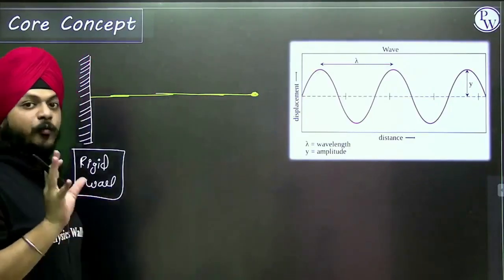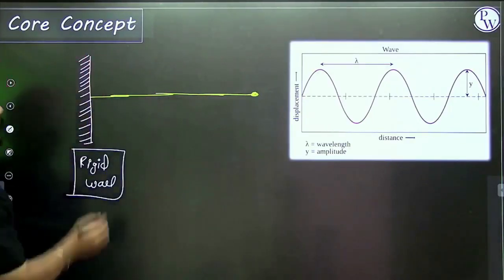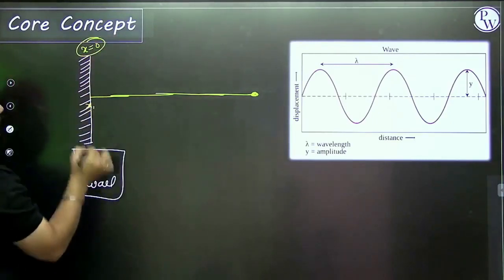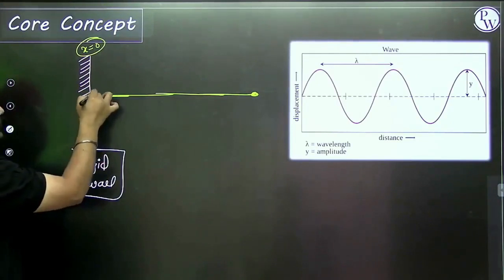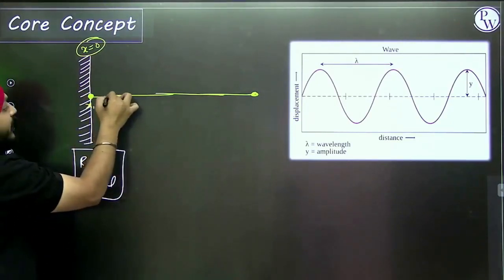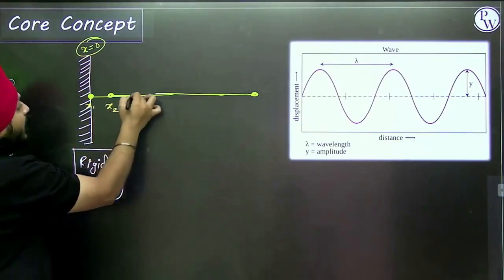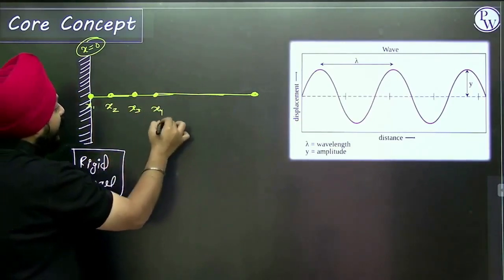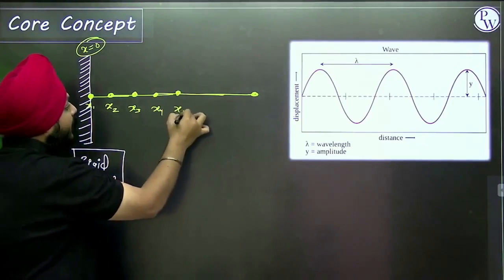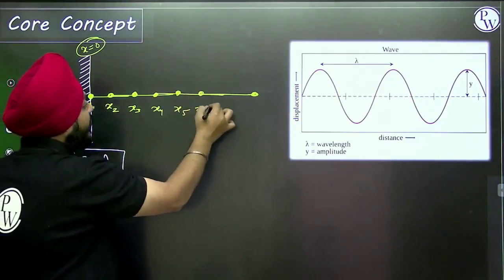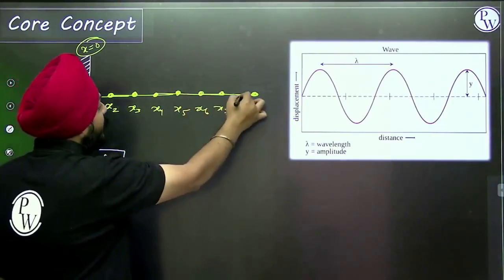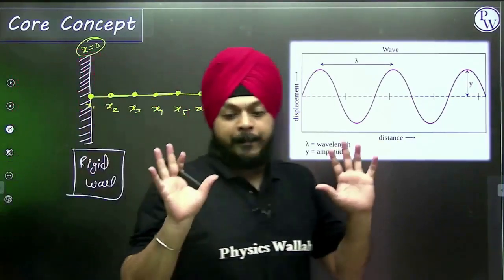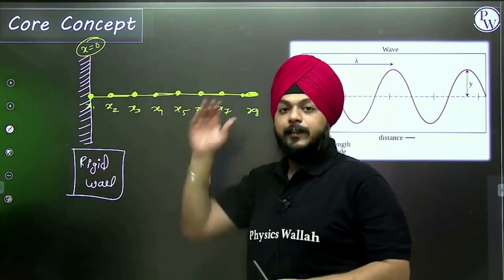Now, see what happens here. Suppose this is x equal to 0. This is a position of the particle. Here, there is one particle whose position is x1. Here, a particle whose position is x2. Here, x3. Here, x4. Here, x5. Here, x6. Here, x7. And here, the last one, x8. We have 8 particles kept on the string.